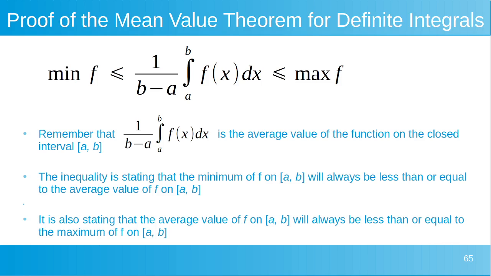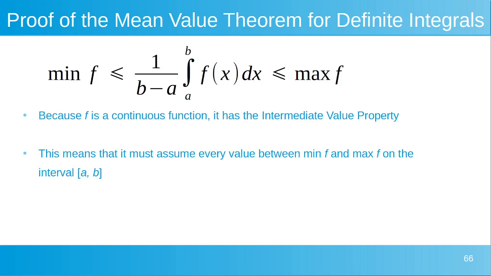Now 1 over b minus a times the integral from a to b of f of x dx, that is the average value of the function on the closed interval from a to b. So the inequality is stating that the minimum of our function f on the closed interval from a to b will always be less than or equal to the average value of the function f on a closed interval from a to b. And it's also stating that the average value of our function f on the closed interval from a to b will always be less than or equal to the maximum of f on that closed interval from a to b.